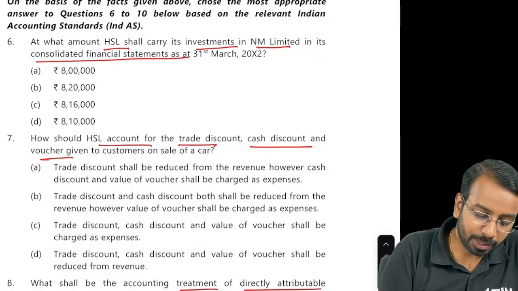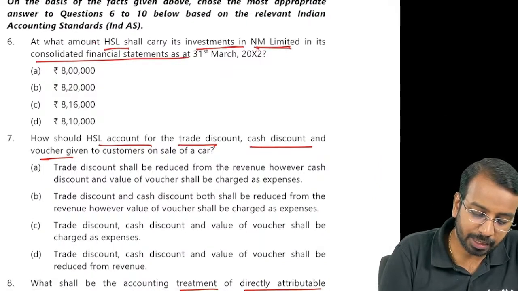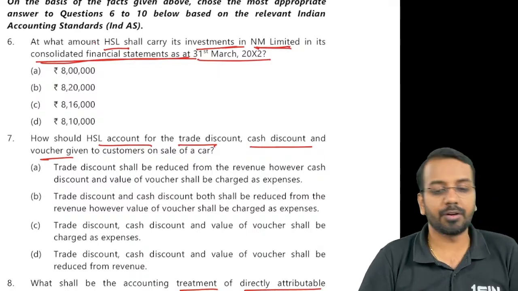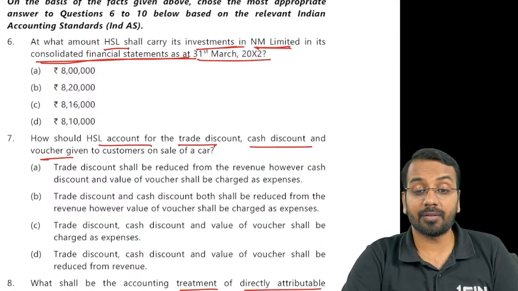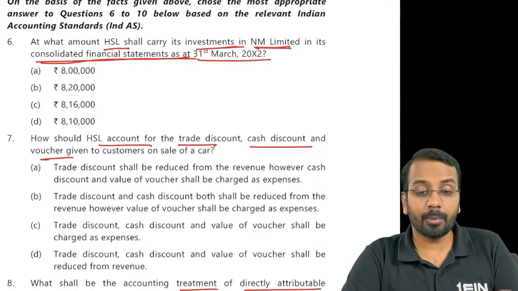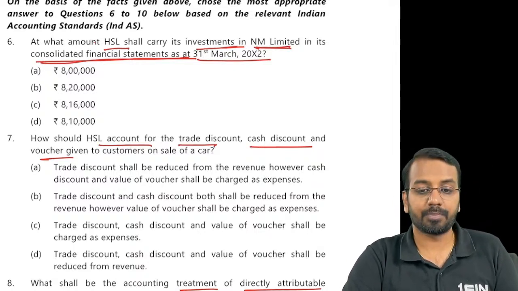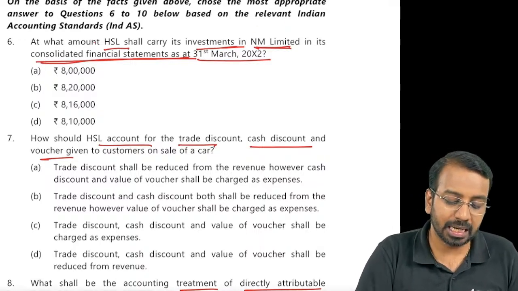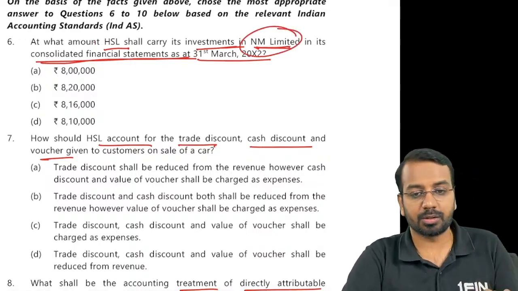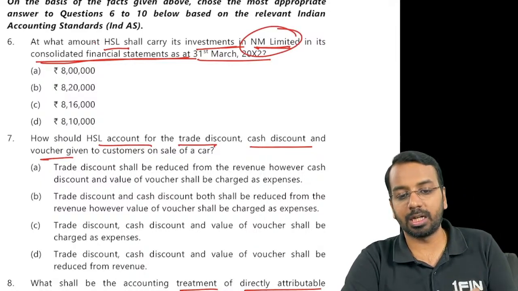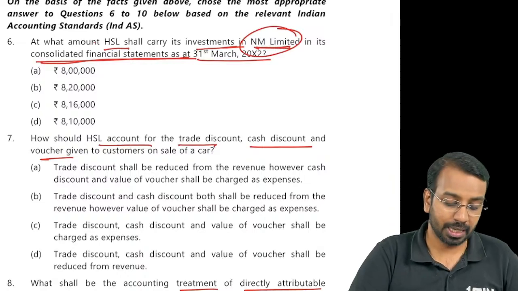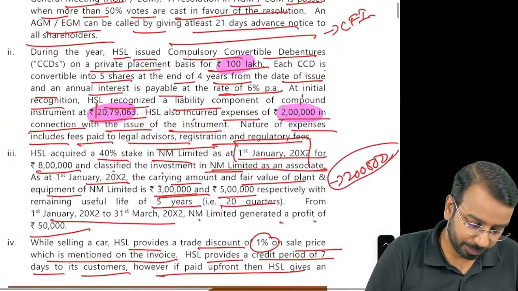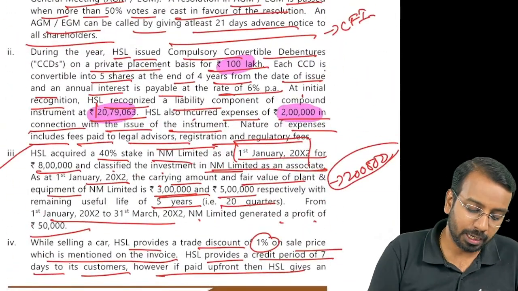First, at what amount shall HSL carry investment in NM Limited in its consolidated financial statement as on 31st March of year 2? So the first one is asking, in the consolidated financial statement, what amount shall HSL carry? Which investment? Investment in NM Limited. Now please note, students, when there are multiple questions, sometimes you might get confused as to what the question is asking. Now where is NM Limited? NM Limited is here. It is an associate. How will we value it?